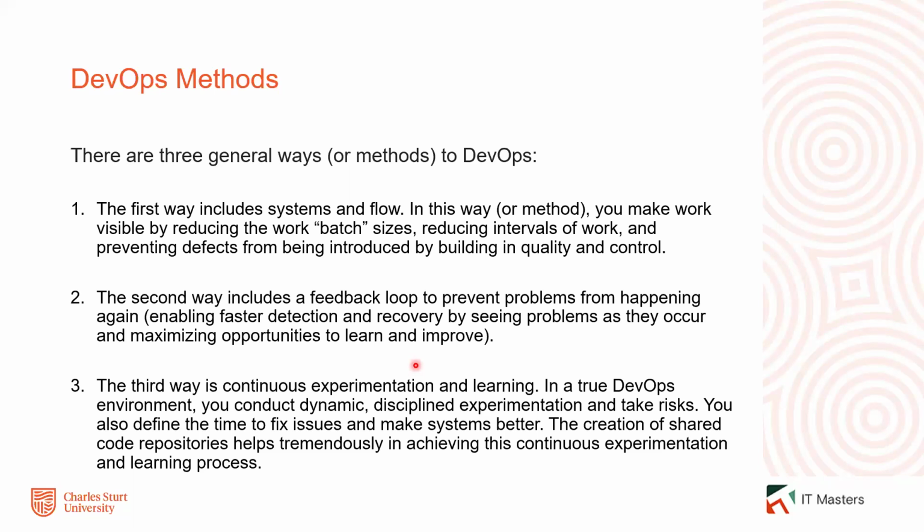And then the last way is a process of continuous experimentation and learning, which is a really common method of learning in all walks of life. So in this case, we're conducting dynamic, disciplined experimentation, and we take risks. Calculated risks or educated risks, but we take risks. And this is probably the way in which most experimentation or most research in any area of study, but certainly in this area of study, takes.